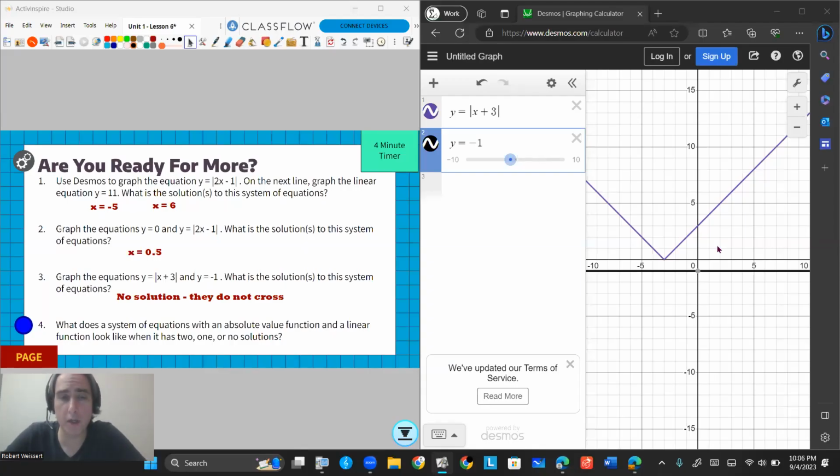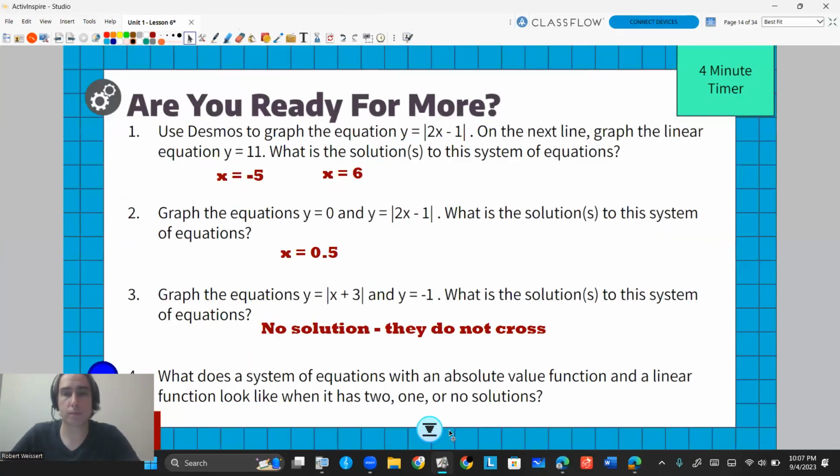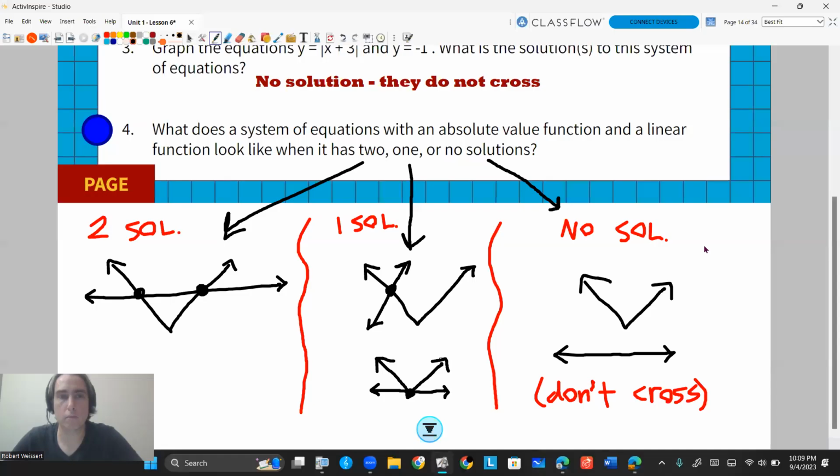So for question 4, it does ask, what does a system of equations with an absolute value function and a linear function look like when it has 1, 2, or 3 solutions? So I have a few picture representations to show you. Basically 2 solutions, they're going to cross 2 times. 1 solution, they'll cross once. Now you'll notice that in our example above, it ended up crossing at the vertex, but it can cross like that. It can be like a very steep slope versus the absolute value slope. And no solution is not going to cross at all.